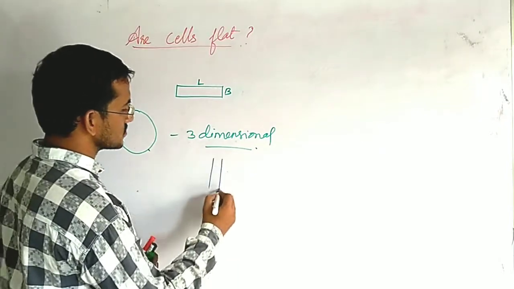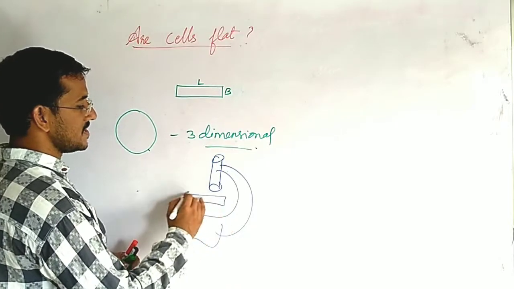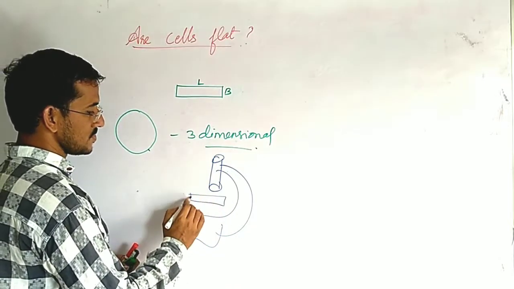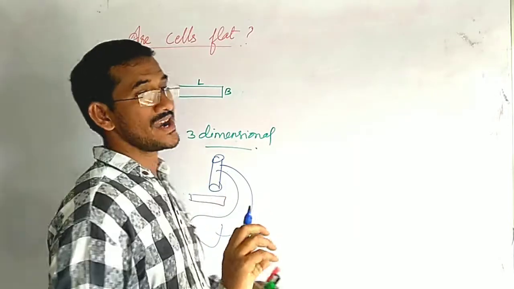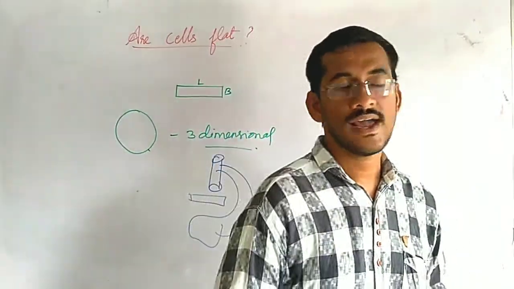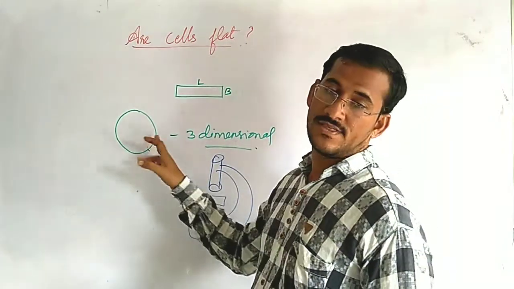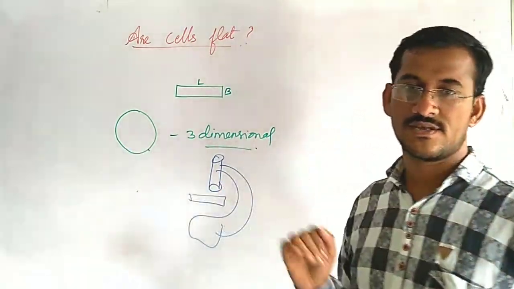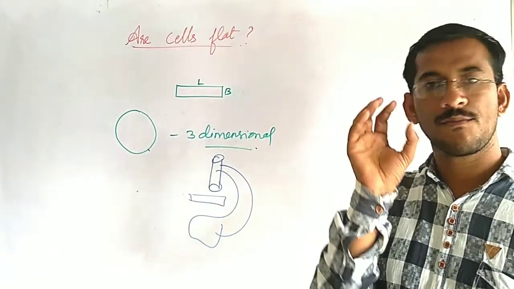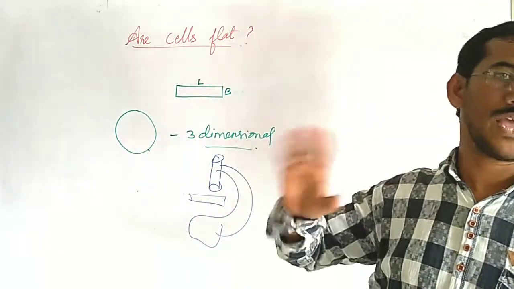See, this is a microscope. You already know this is a microscope. While observing a slide under the microscope, you need to adjust it. Slightly change the focus and reduce the light intensity and try to adjust things, and then you can see the three-dimensional structure. Understood? So remember that cells are not flat because they are not two-dimensional.